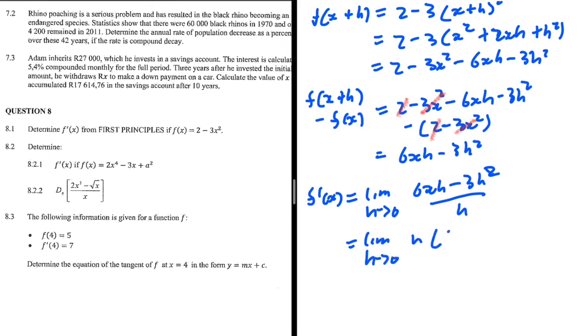If we do that, we are left with 6x. Well, this is minus, right? This is minus, because take a look at this. Minus 6xh. So here we should have minus. So when you take a common factor, we're going to be left with minus 6x and then minus 3h divided by h. H and h will cancel out.